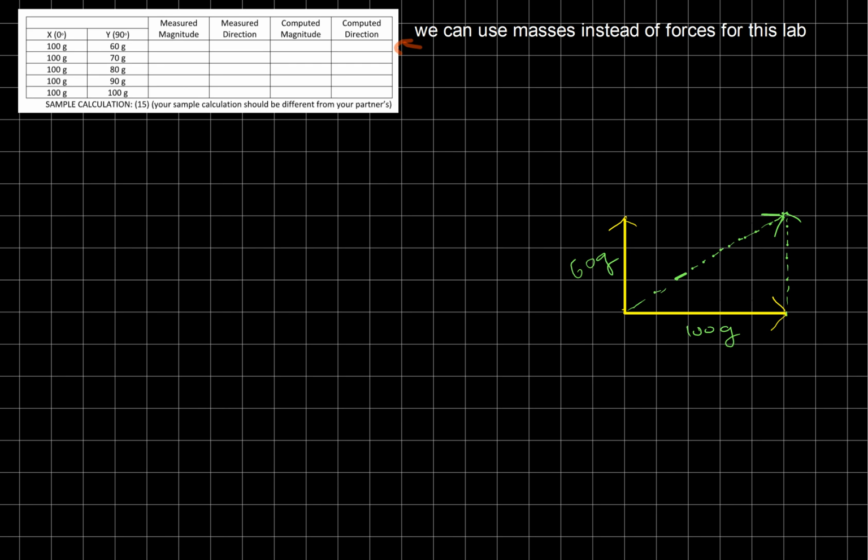To find the magnitude of this vector, we can use the Pythagorean theorem. So you have 60 squared plus 100 squared, and you take the square root of that. That's going to be your resultant. So the computed magnitude, I'm going to put CM for computed magnitude. That will be 3600 plus 10,000 under the square root.